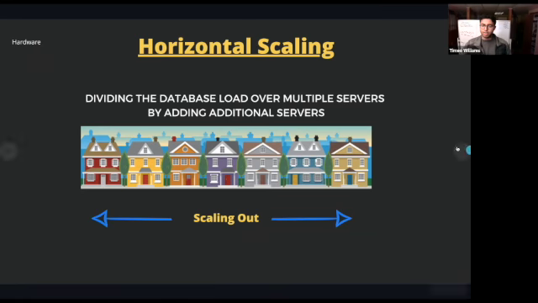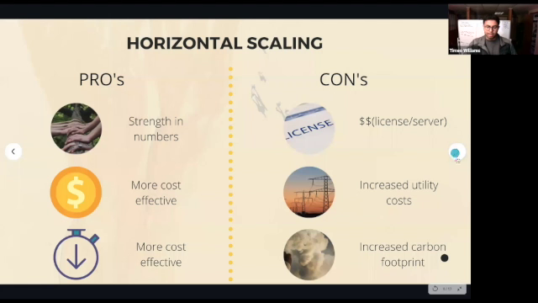So there are pros and cons with horizontal scaling as well. It's the strength in numbers, the fault tolerance of handling. If one of those houses went down with a fire, or a server went down because there's too much network traffic hitting it, well, you have a bunch of other servers on standby, ready to handle that traffic. It's more cost effective. The horizontal scaling strategy is under the premise that you're buying mid-tier servers, so it's not as expensive as that one tall skyscraper.